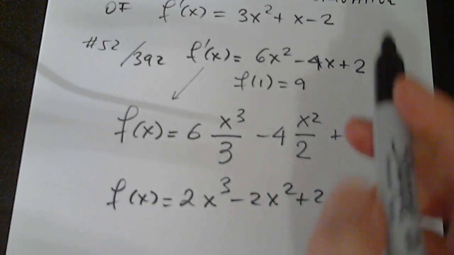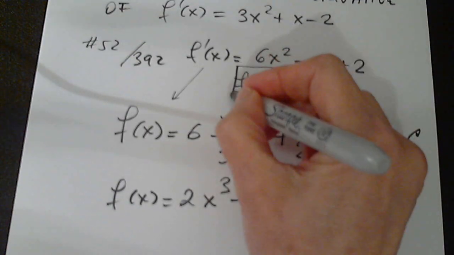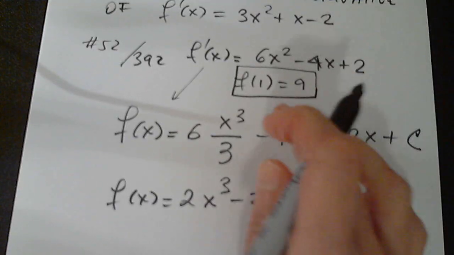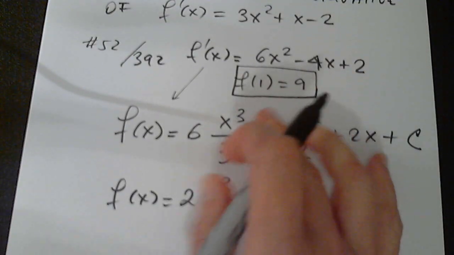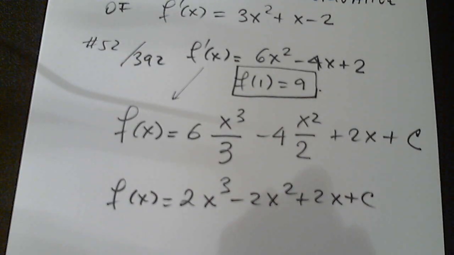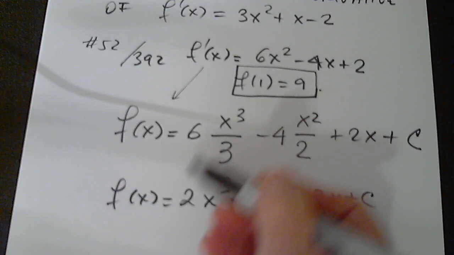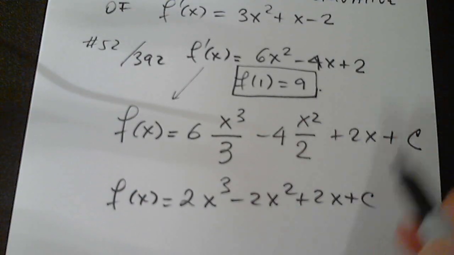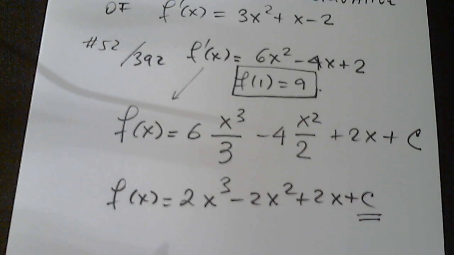But we are specified f of 1 equals 9. Why do you think this condition is here? What am I going to do with this? Any suggestions, please? Why is this given to us? Plug 1 into x, the function, and set it equal to 9 in order to find the constant.